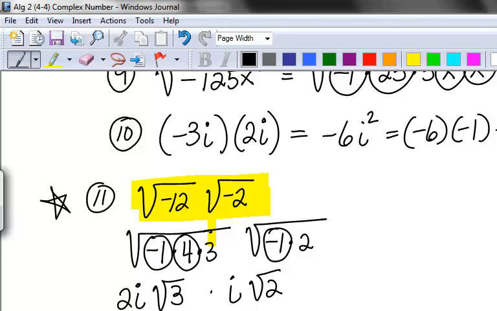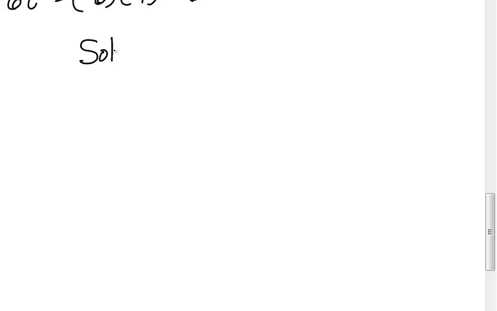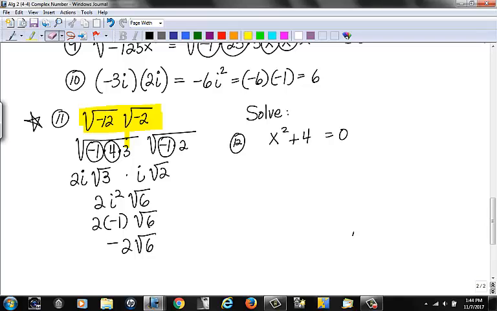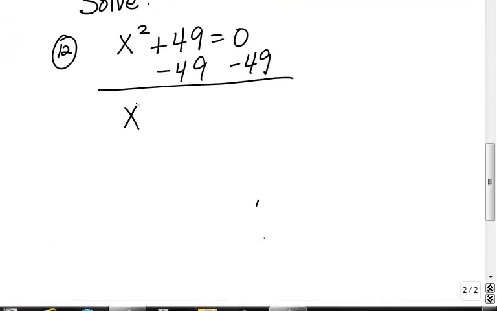Okay, so we're going to take this now into equations, and they will just say on these to solve. Okay, so this is number 12. x squared plus 49 equals 0. Sorry, 49. You can subtract 49 on both sides. You cannot factor the sum of two squares. That's not possible. But you can subtract 49 and you get x squared equals negative 49.